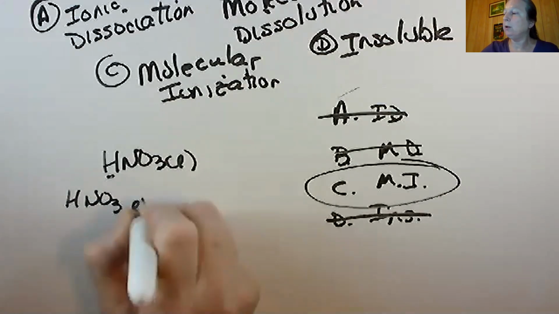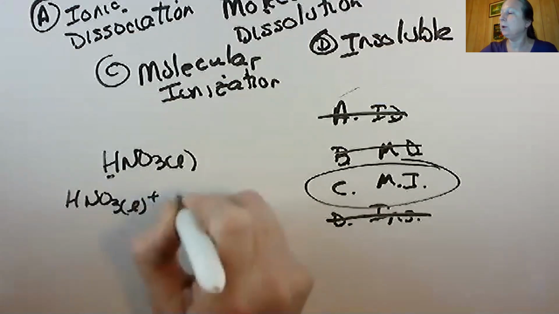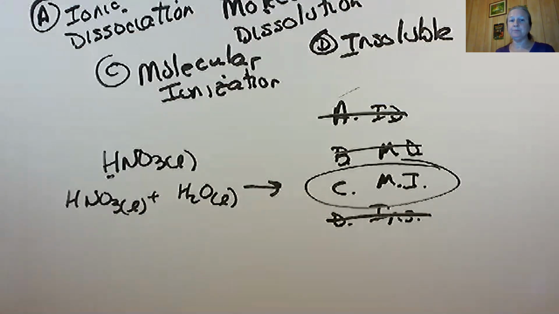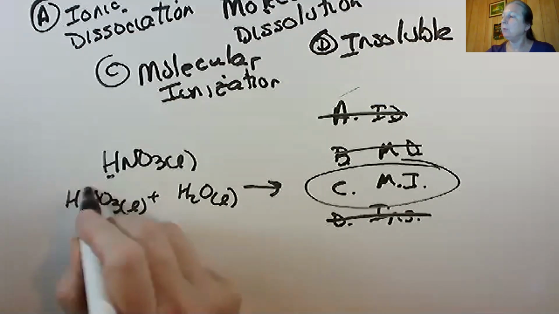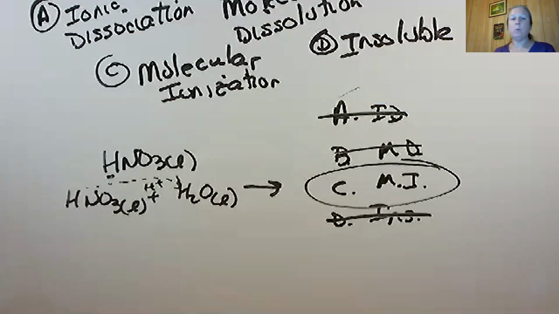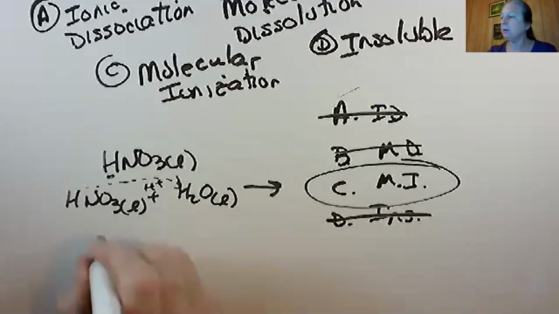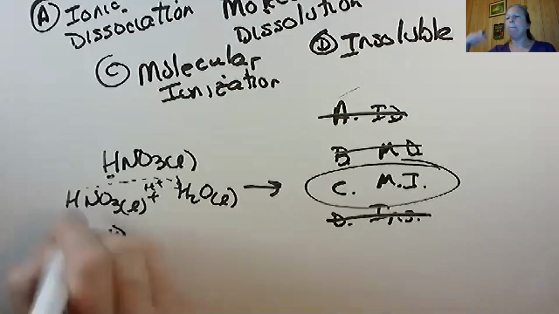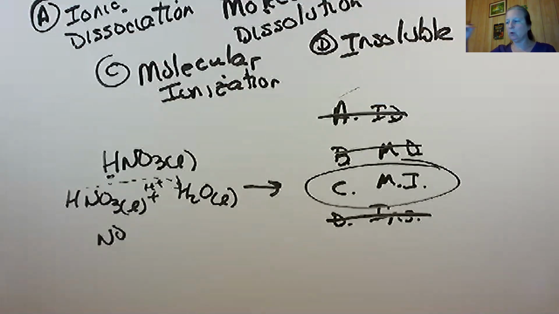So when we put HNO3 with water, and remember water is L for liquid, we have a chemical reaction. Water is going to steal that proton. When this happens, you only get 1 proton at a time removed. Yes, you can have more than 1 proton removed if there's more than 1 here, but it's 1 step at a time. So every reaction, you only show 1 proton being removed.